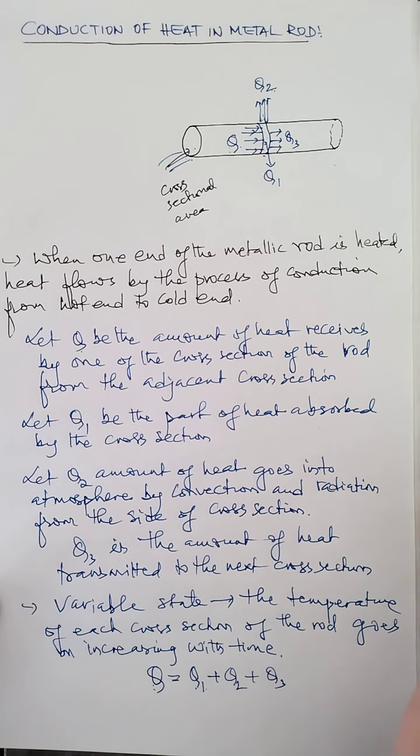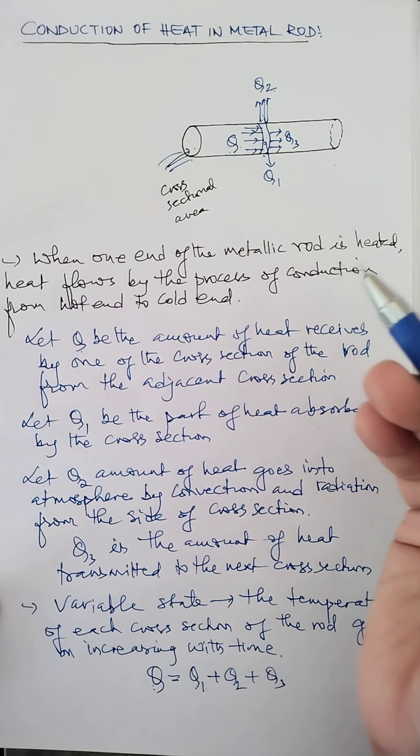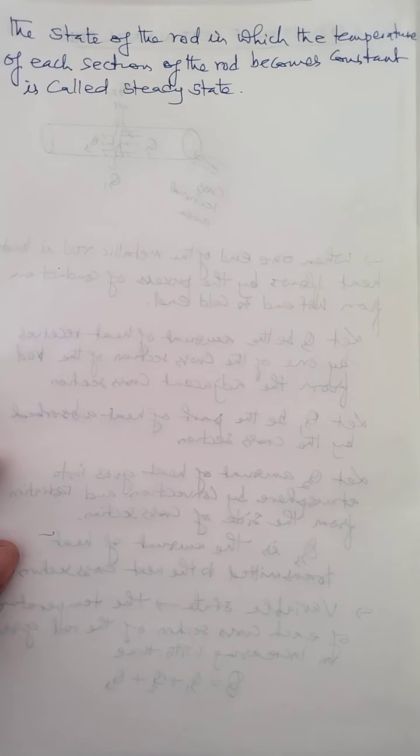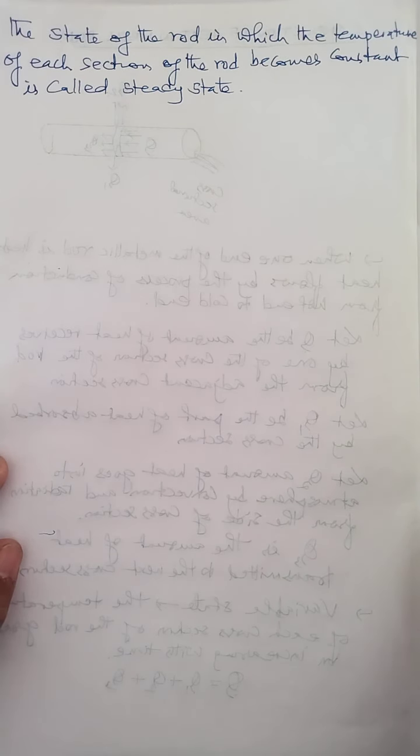Okay, so under this state, there is no amount of heat that is absorbed by each cross-section of the rod. So children, we can simply define one of the states under this conduction of heat in a metal rod, and that state is called steady state.